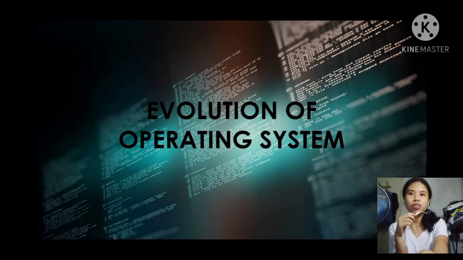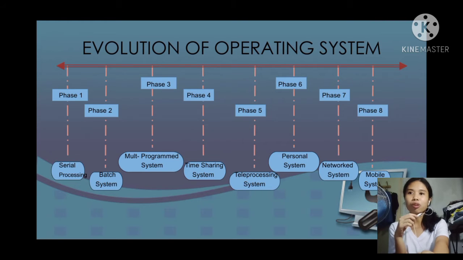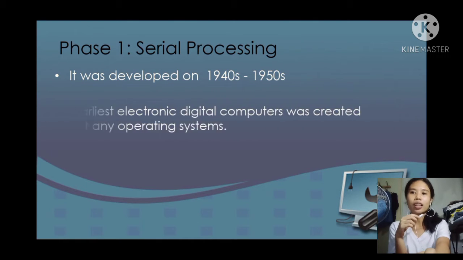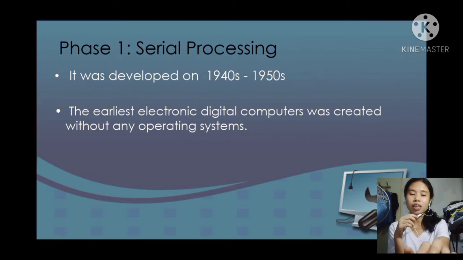So, now let's proceed to the evolution of operating system. So, dito makikita nyo yung evolution from phase 1 to phase 8. So, phase 1 is the serial processing. It was developed in 1940s to 1950s. So, yung unang nagawang computer ay walang ginamit na kahit anong operating system. Ginagawa lahat ng program in machine language.